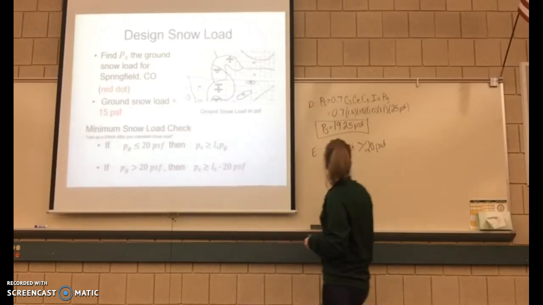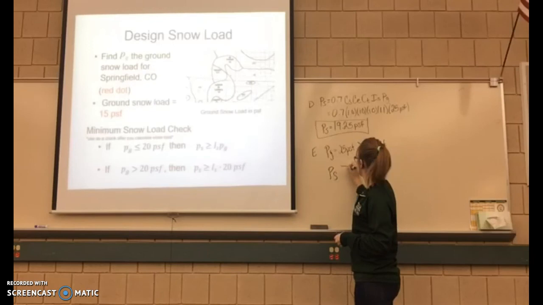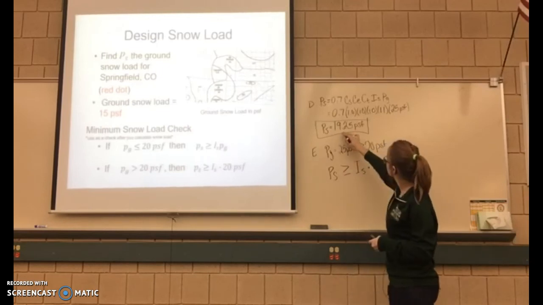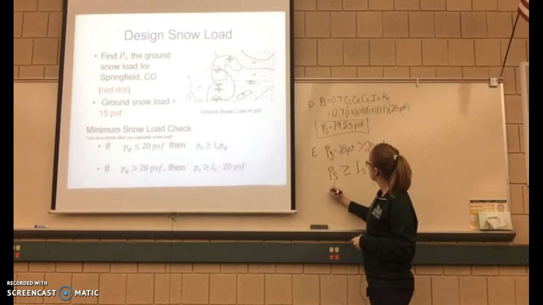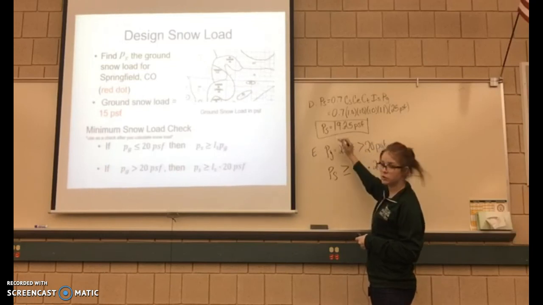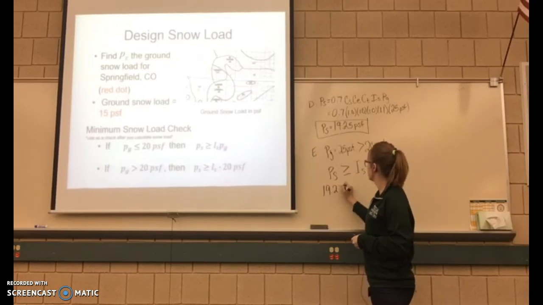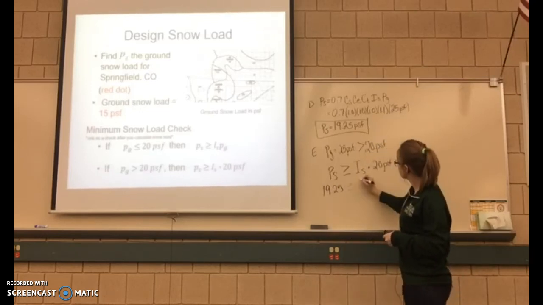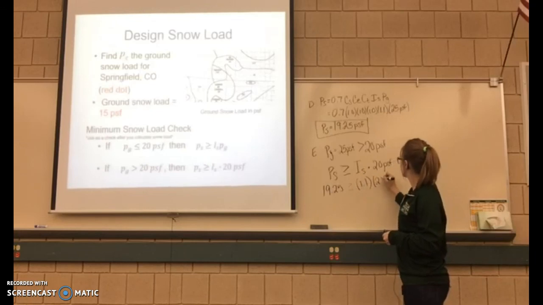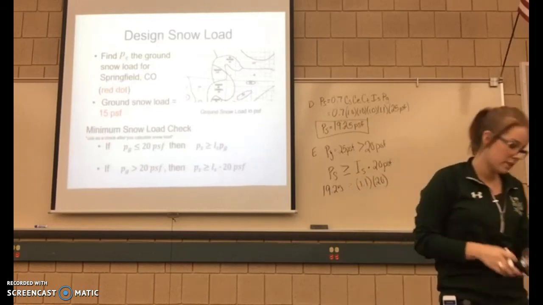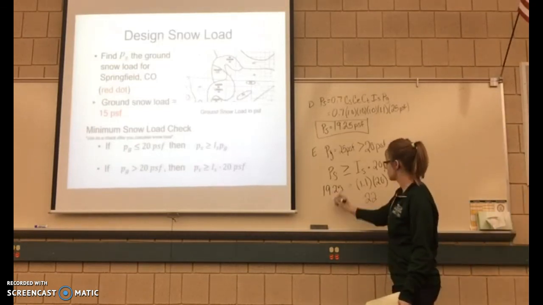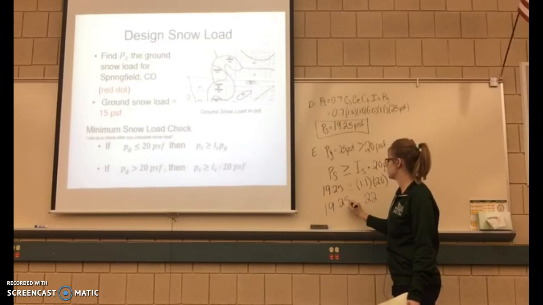So then you say PS is greater than or equal to IS times 20 pounds per square foot. Let's plug in some numbers that we know. Our snow load is 19.25. Okay, and this needs to be greater than or equal to our importance factor, which is 1.1, times 20. Then you calculate that out to get 22. So it's 22 or 19.25.